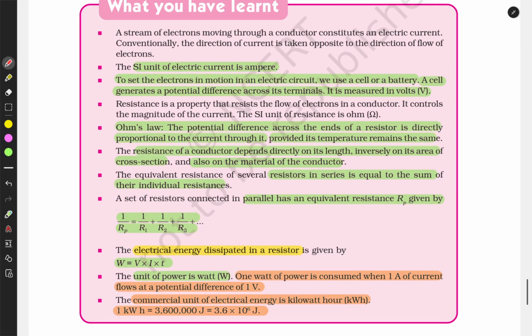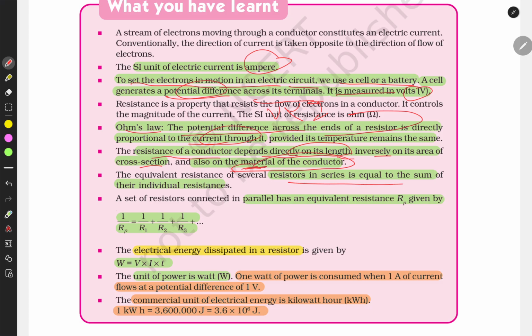Let's quickly revise this chapter. The SI unit of electric current is the ampere. To set electrons in motion as an electric current, we use a battery that creates a potential difference across the terminals, and this potential difference is measured in volts. Ohm's law says the potential difference across the ends is directly proportional to the current, V is directly proportional to I. The resistance of a conductor depends directly on its length and inversely on its area of cross section, and also on the material of the conductor, such as iron, silver, copper.